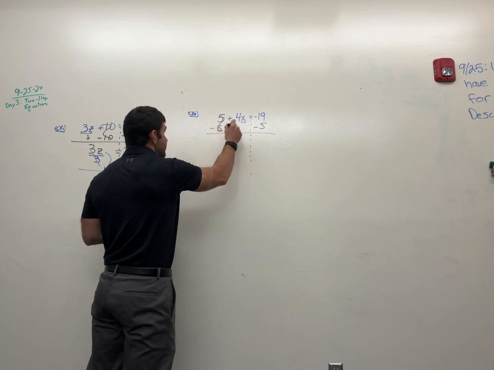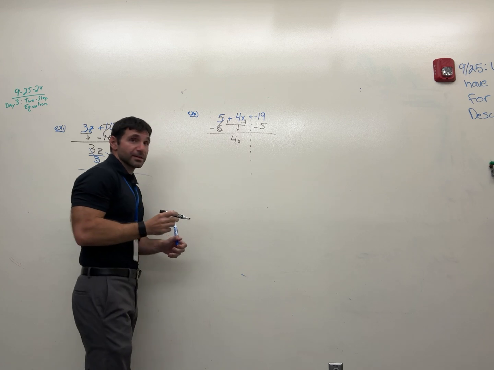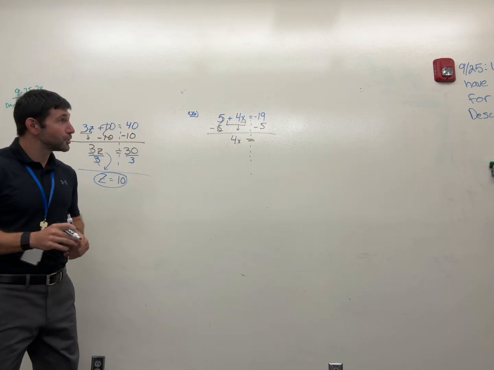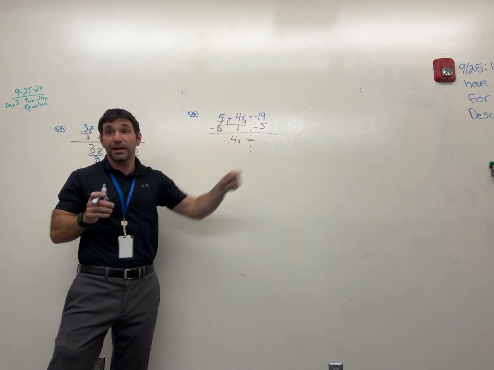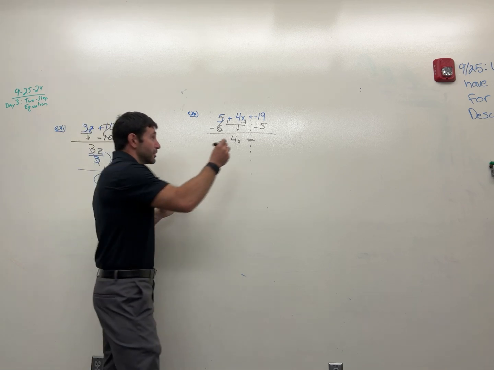5 minus 5 is 0, which means all of this comes down. Do I need to put plus 4x? No, because it's a positive 4. Equals, in your calculator, do negative 19 minus 5. You do exactly what it says. What's that give me? Negative 24. Very good.